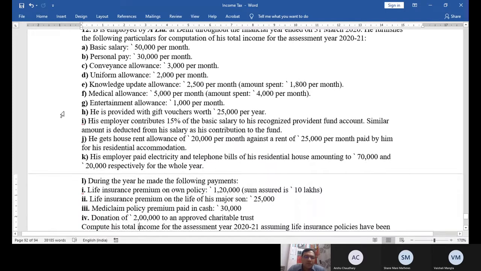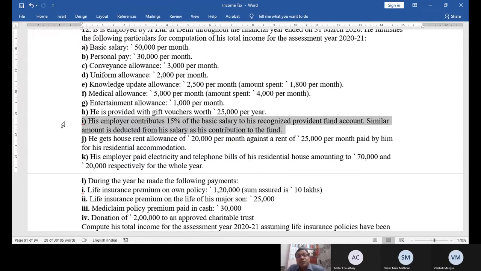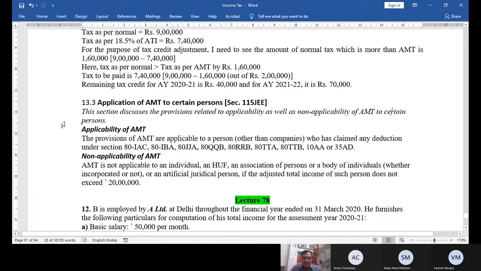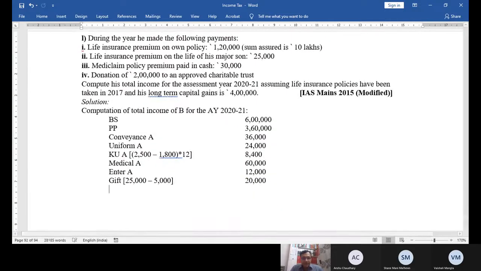His employer contributes 15% of the basic salary to RPF. A similar amount is deducted from his salary as his contribution. For the employer's contribution, I will get an exemption of 12% of salary. And for my contribution, I will get a deduction under section 80C. How much is the amount contributed? 15% of basic. So what is this? Employer's contribution to RPF, 15% of basic.